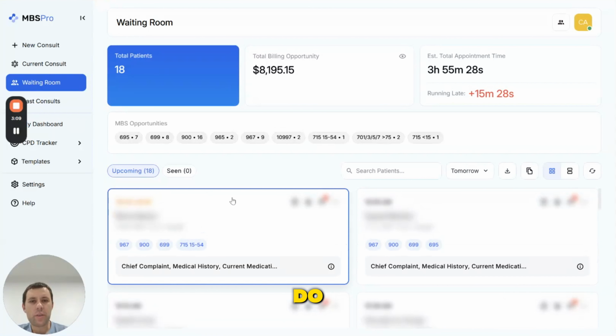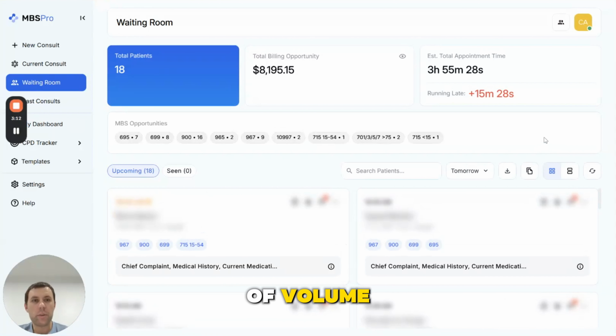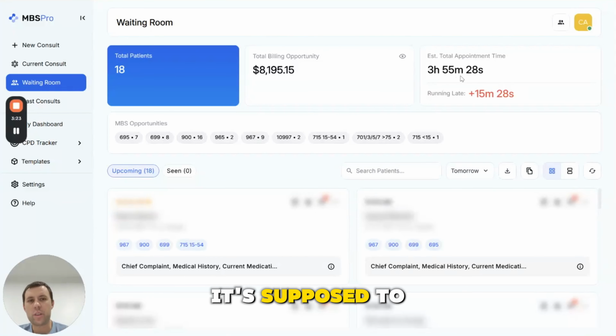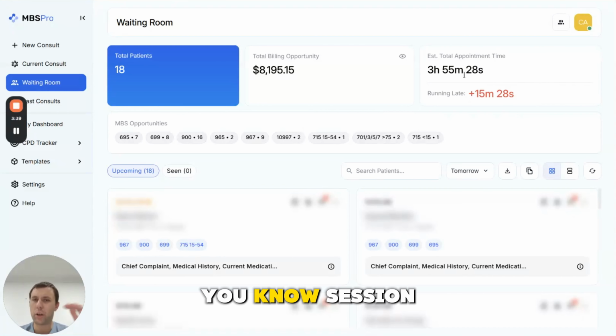Now, the thing that we do, which I'll show you in terms of volume, is we do an estimation of how long your appointments for the day are going to take. You can see here I'm booked in for supposedly about 3.5 hours worth of appointments, but because of my average length of consult times based on the previous consults that I've had with these patients, I'm probably going to be running about 15 minutes late, which is not too bad over a 3.5 hour session. I've had times where it's predicted that I'd run 2 hours late.